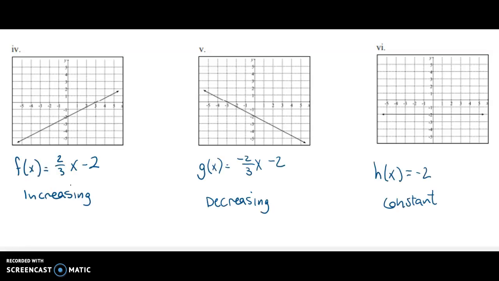Unpause when you're done. Now that you've tried all 3 problems on your own, you're checking your answers. The first is f of x is 2/3 x minus 2. This function is increasing. Then we have g of x is -2/3 x minus 2. This function, as you can see, is decreasing. As x increases, y decreases. And our last function is constant, and I've named it h of x, and h of x is equal to -2. For any value of x, our output is -2.